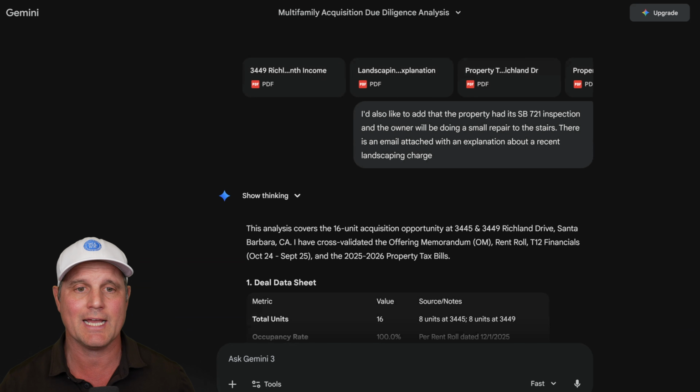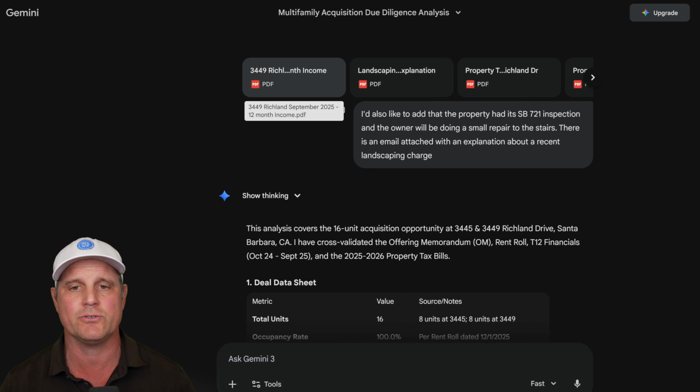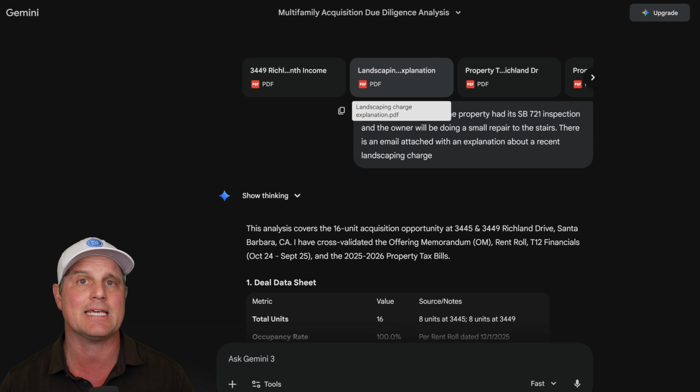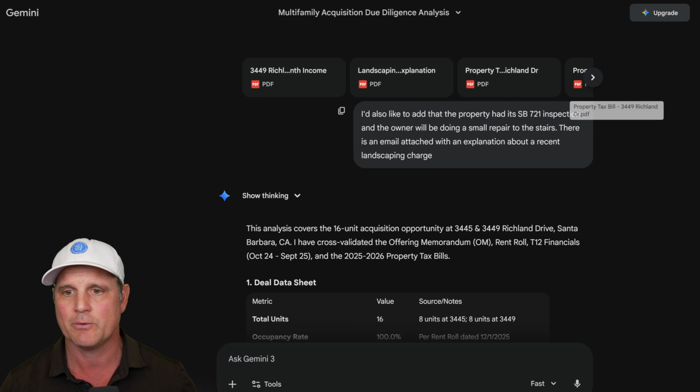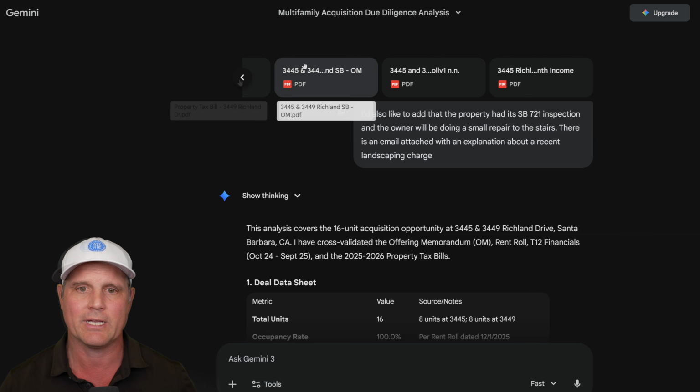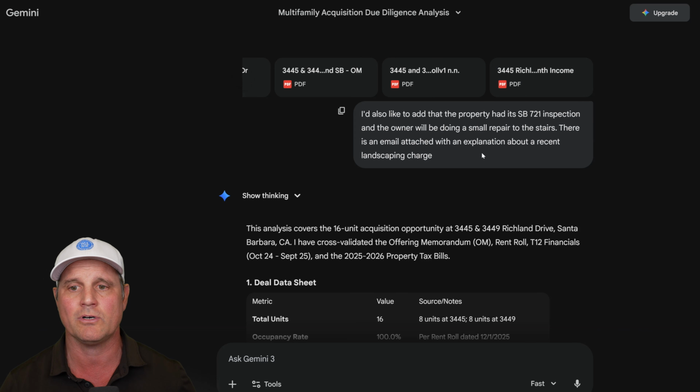So I uploaded what I had from the listing agent and my own due diligence. There's a landscaping expense the agent talked about. He emailed me on that. We got property tax bills for both of them. We have the OM going in and a rent roll. And I added a note.